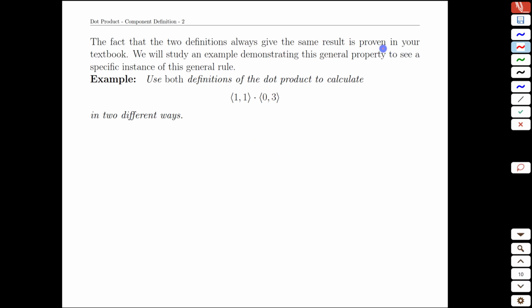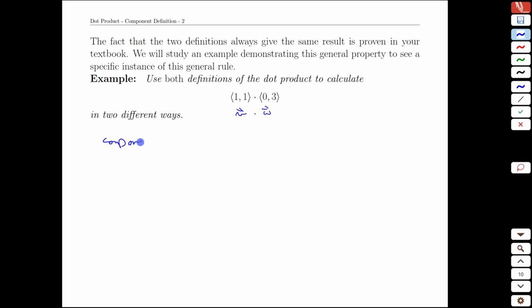Ideally, we would prove this. You can see a proof in your textbook or any other textbook in first year calculus. However, we're going to do it more through a demonstration just to reinforce that it would work in practice with a relatively simple example. So imagine we have the vector 1, 1, and 0, 3. Let's call that our vector v and that our vector w.